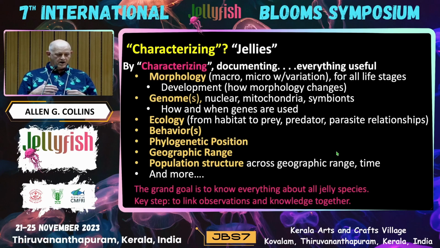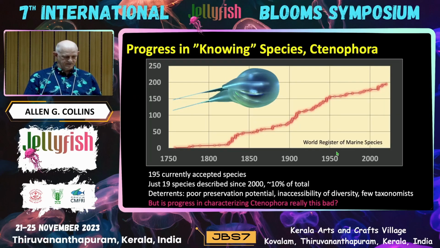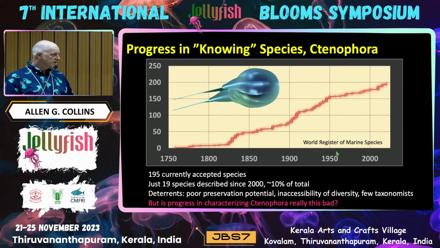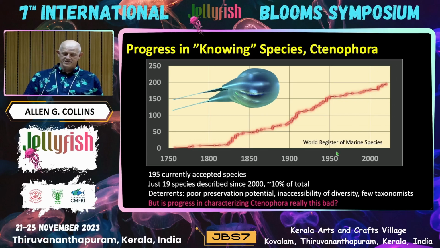I think our grand goal is to know pretty much everything about all jelly species, everything that could possibly be of interest, of impact. And a key step in the process of understanding this for all jellies is being able to link the information together and the knowledge tied to something. So one way that we know species is by describing them and naming them.